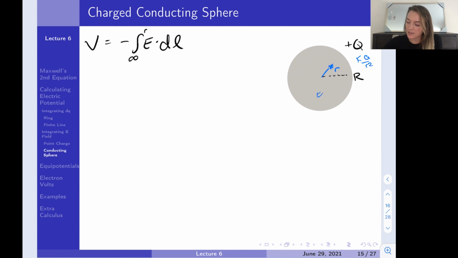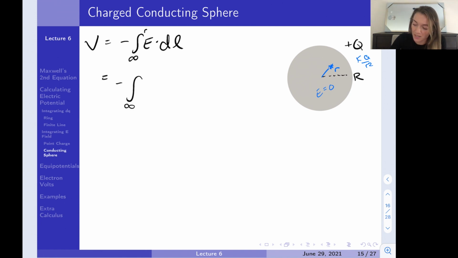But then inside here, my electric field is 0. So which one do I integrate over? Well, I have to integrate over both because I'm starting from infinity and going all the way into this point r. So that's going to cover both electric fields. So what I have to do actually is my integral is really 2 integrals. So I have to break it up like this.